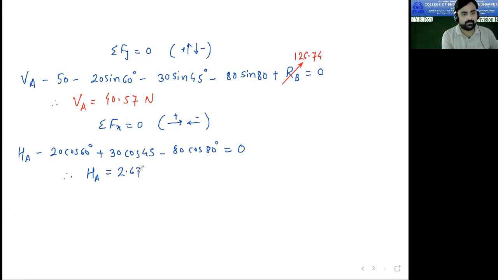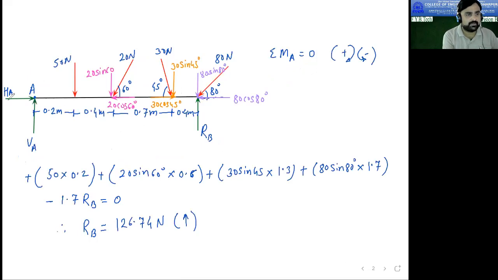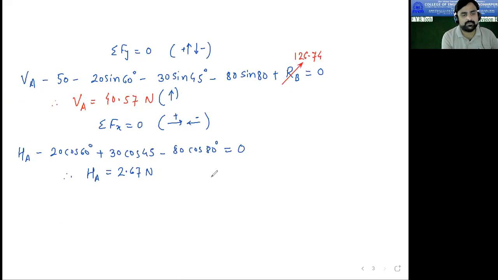2.67. So here we have got a positive answer, no? So the value of VA is correct. And here also we have got a positive answer. So what direction did we assume for HA? Towards right. So our direction is correct as we have got the positive answer. So HA is moving in this direction.